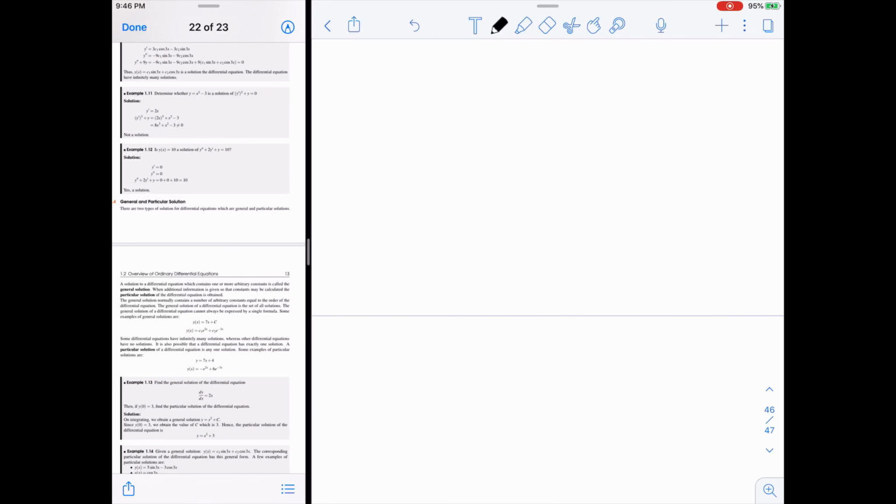Now we would like to understand about the solution. There are two types of solutions. The first one we call a general solution, and another one is the particular solution. The general solution is a solution that still has a constant, an unknown constant.